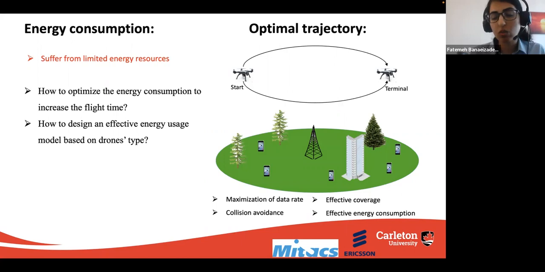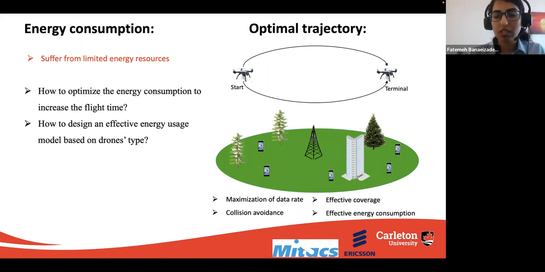Some of these trajectories are not safe for the UAV, and there are many obstacles, right? Like high-rise buildings, walls, and trees, and they are not safe for the UAV. As a result, we have to design a trajectory to avoid any collision.